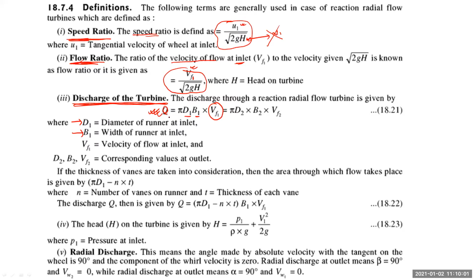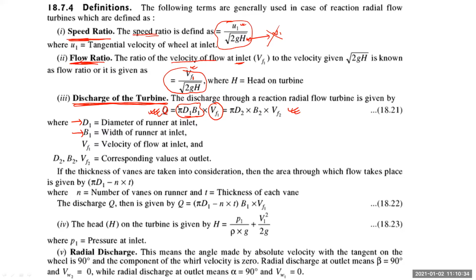So we know what you have studied, Q equals A into V. In simple language, Q equals area into velocity. So these parameters represent the cross-sectional area, pi into D into B. Similarly, on the outlet side, it will be pi into D2 into B2 into Vf2. So keep this in your mind. This formula will be very important while solving the numericals.